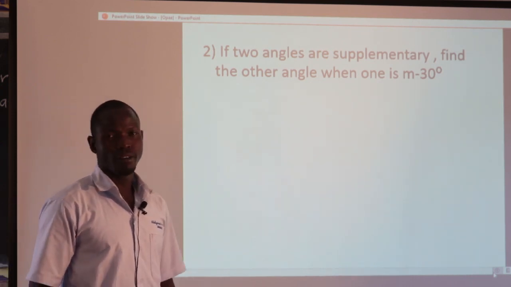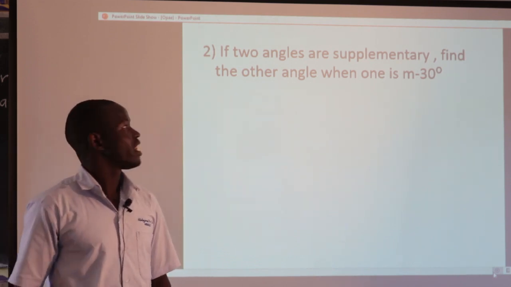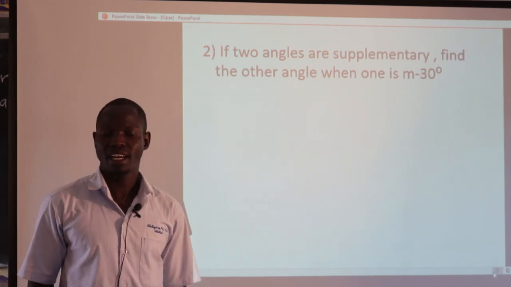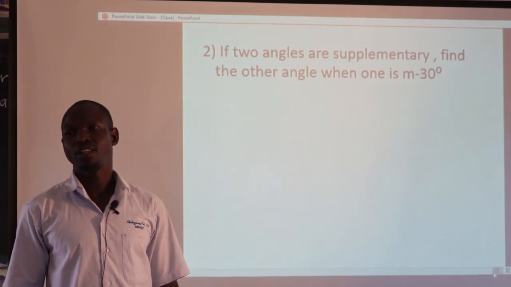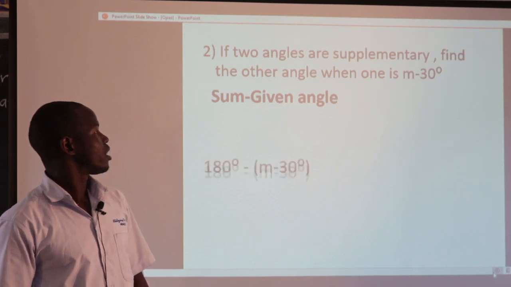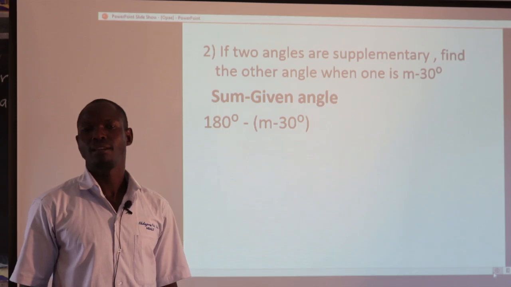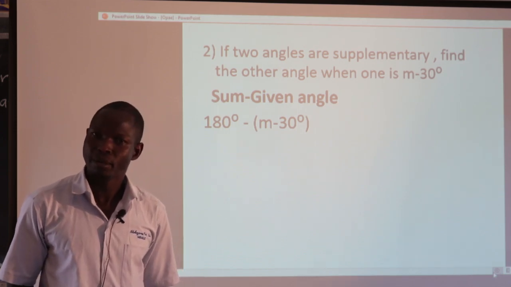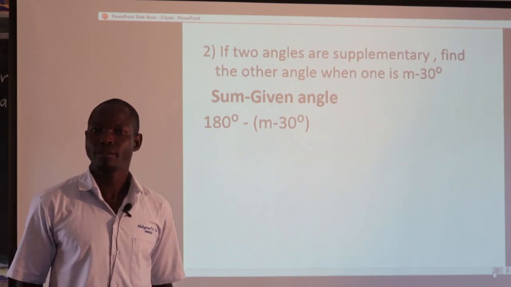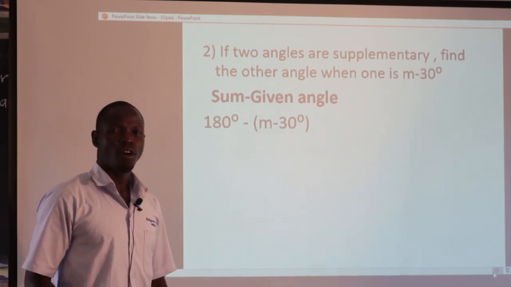Example 2 is in word form. It says, if two angles are supplementary, find the other angle when one is m minus 30 degrees. This one, I've just put this question in word form. We say sum minus given angle, and then we substitute. Again here, the bracket must be there. Please, I repeat, the bracket must be there when you are substituting. In that step, when you are substituting. Never forget that. Okay? And then, we are going to open this bracket.